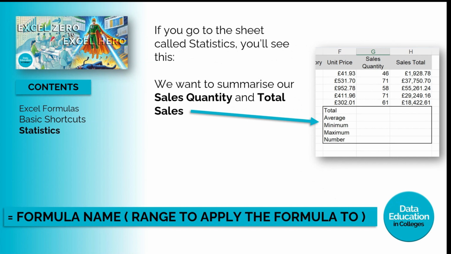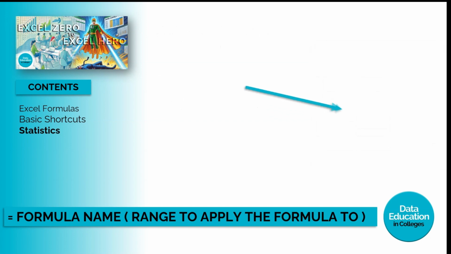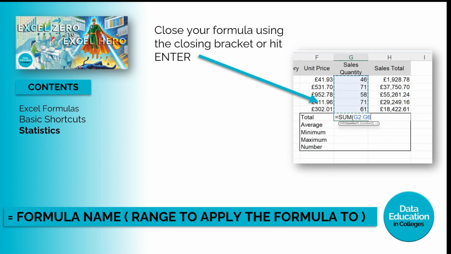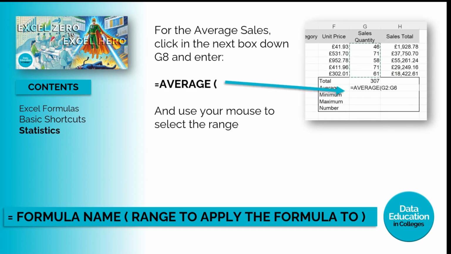Now go to the sheet called statistics, and we want to summarize both the sales quantity and total sales. Let's start with the total in G7, equals sum, and then using your brackets, G2 to G6, just drag it down. Either enter a closing bracket or just hit enter. For average, it's equals average. Same again. Use your mouse, please, to select the range.